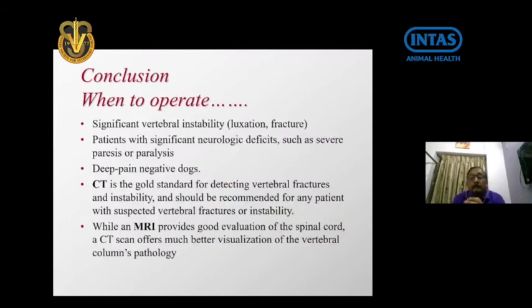When to operate? Vertebral instability, neurological deficits, deep pain negative dogs less than 48 hours. CT is the gold standard, while MRI provides good evaluation of the spinal cord.